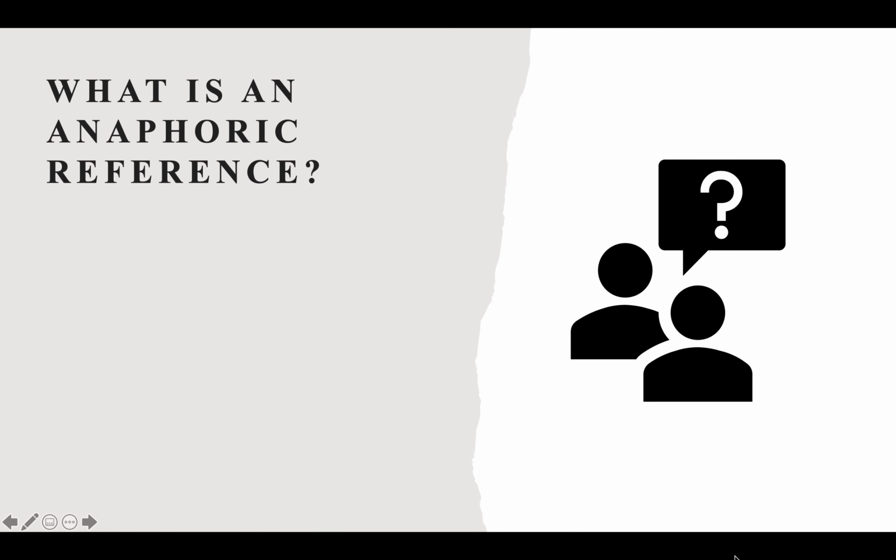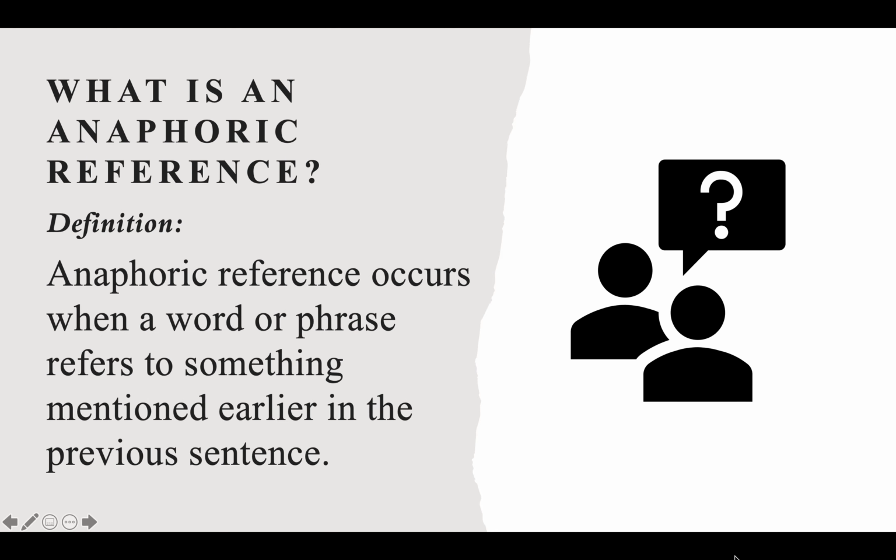First, let's discuss what an anaphoric reference is. An anaphoric reference occurs when a word or phrase refers to something mentioned earlier, in the previous sentence. We will be looking at pronouns for practice.